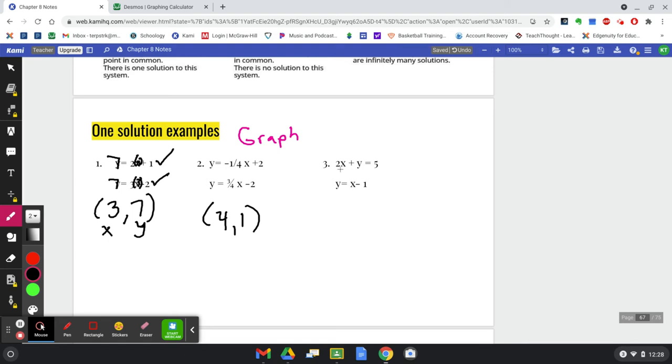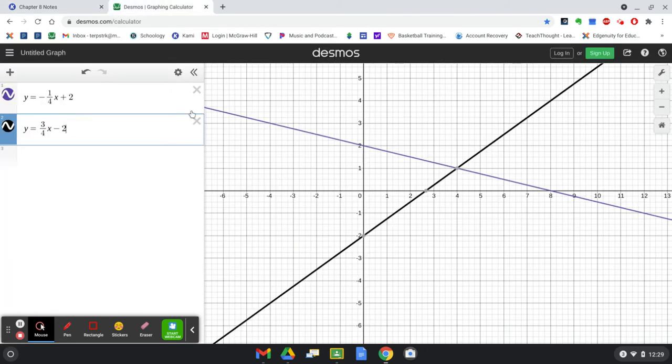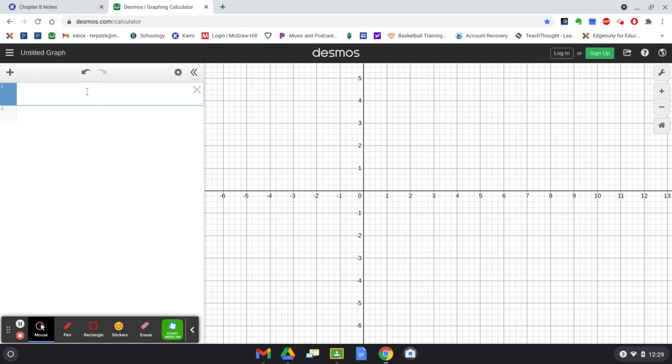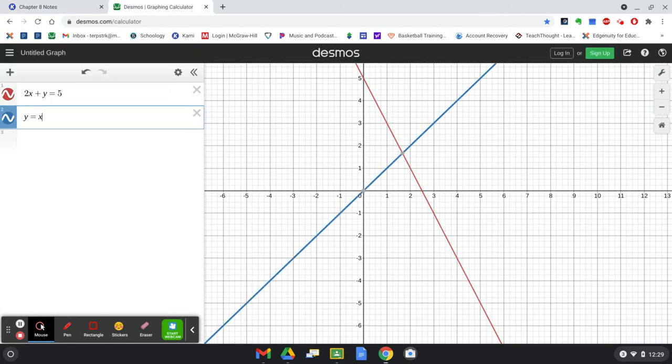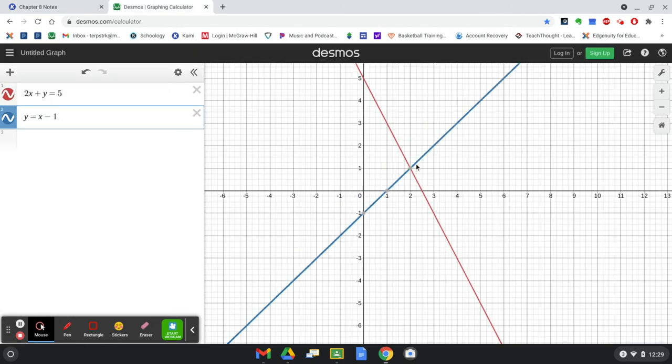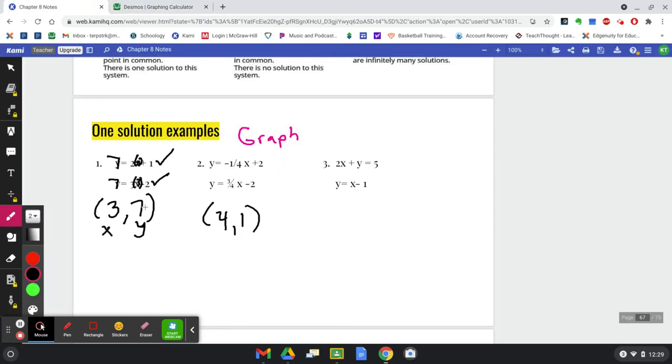All right, and then last one, right? It's nice because we looked at different ways, meaning I could minus the 2x to the other side to get it in slope-intercept form. Or in decimals, which is nice, which most graphing calculators aren't like this. You can just type it in standard form, just like you see it. So 2x plus y equals 5. And y equals x minus 1. Right? Click on that point. Their intersection is at 2, 1.